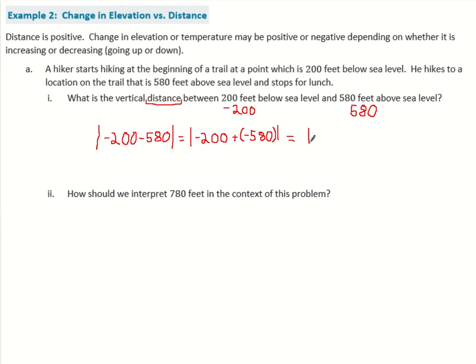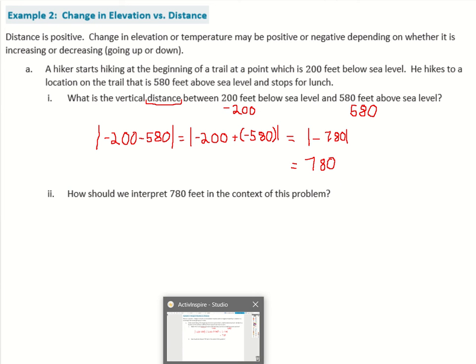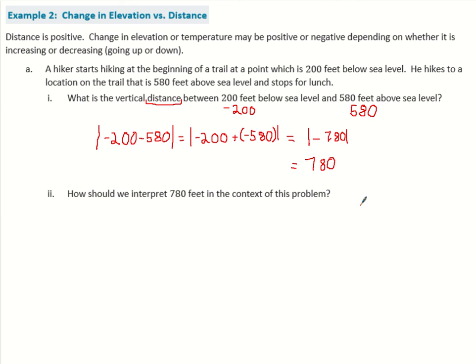Well, that's going to be negative 780. And then the absolute value of that is going to be positive 780. So the vertical distance is going to be 780 feet. How should we interpret that 780 feet? The distance is 780. Is the change in elevation going to be positive or negative?